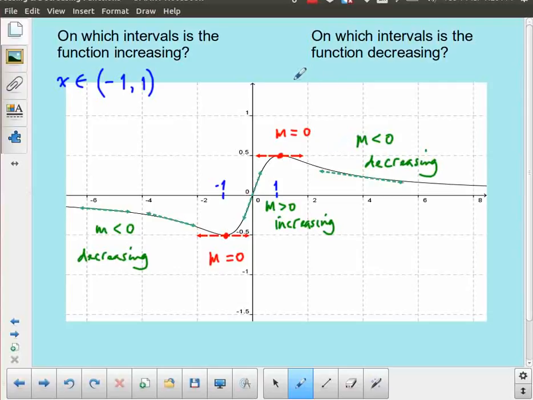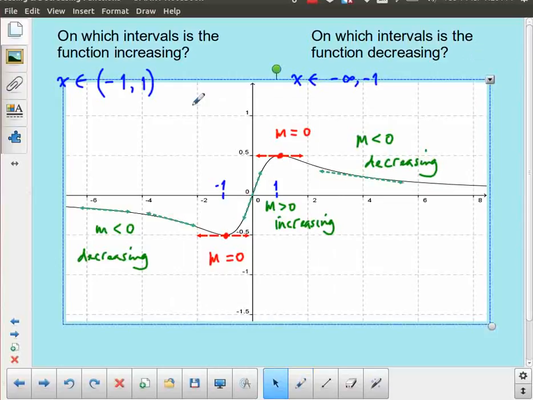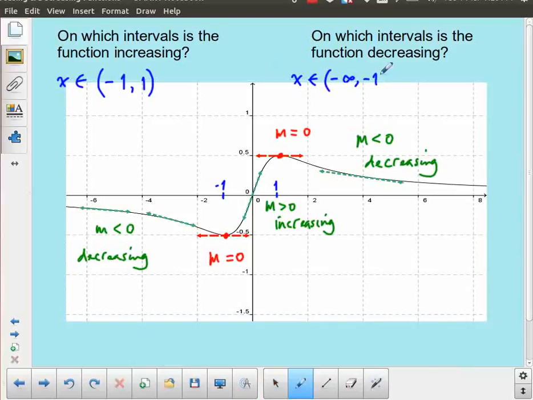My interval for decrease is going to be from -infinity to -1, but obviously we cannot include -infinity, and we shouldn't include -1, and it is the union with +1 to +infinity. So that would be my interval where the function is decreasing.